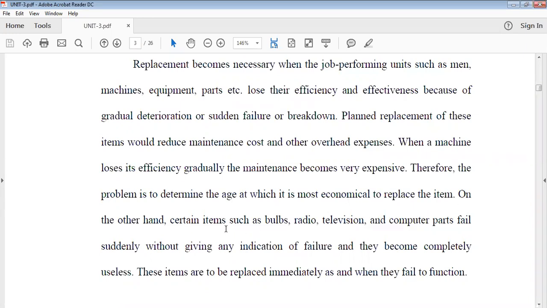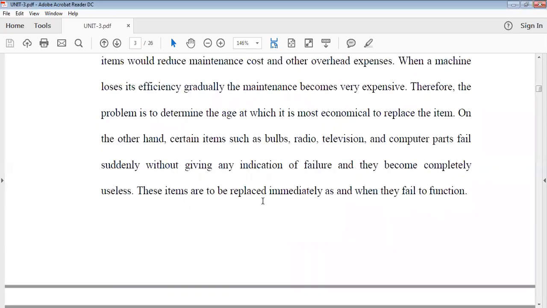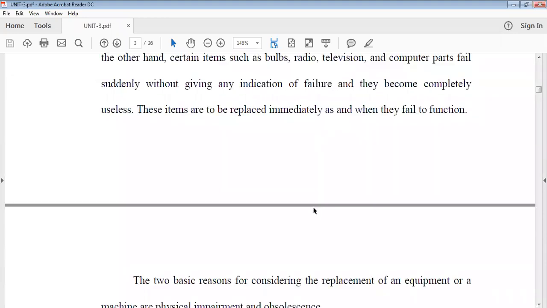On the other hand, certain items such as bulbs, radio, television, and computer parts fail suddenly without giving any indication of failure, and they become completely useless. These items ought to be replaced immediately as and when they fail to function.